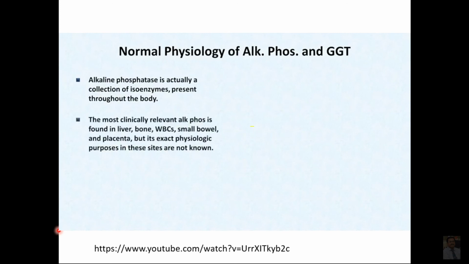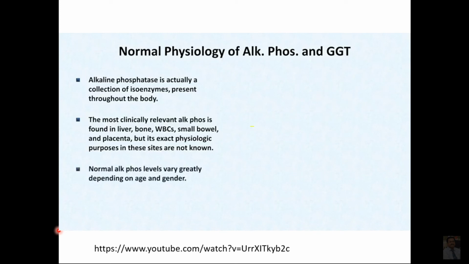Let me move on to discuss ALK-Phos and GGT. Although the latter is not included in the standard LFT panel, ALK-Phos and GGT act like a pair in an analogous way to AST and ALT. Alkaline phosphatase is actually a collection of isoenzymes present throughout the body. The most clinically relevant forms of ALK-Phos are found in the liver, bone, white blood cells, small bowel, and placenta, but its exact physiologic purposes in these sites are not known.